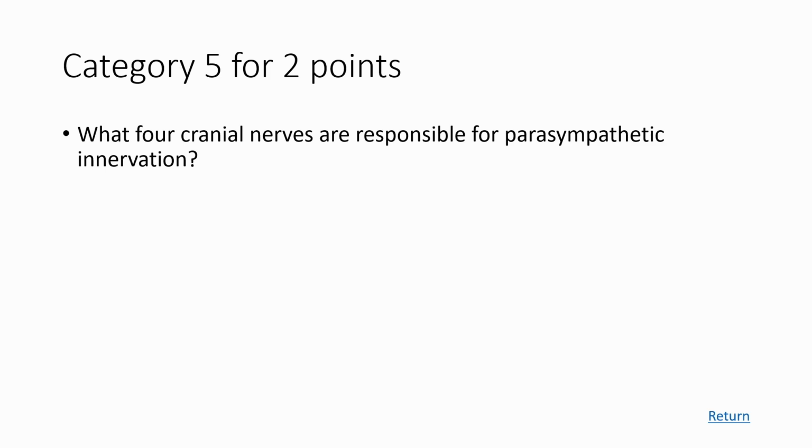What four cranial nerves are responsible for your parasympathetic innervation? 3, 7, 9, and 10. Okay, what's the most important one? 10, vagus nerve. The vagus nerve is what causes a lot of hiccups, that spasming. So one of the things you can do is cut the vagus nerve and it stops hiccups.